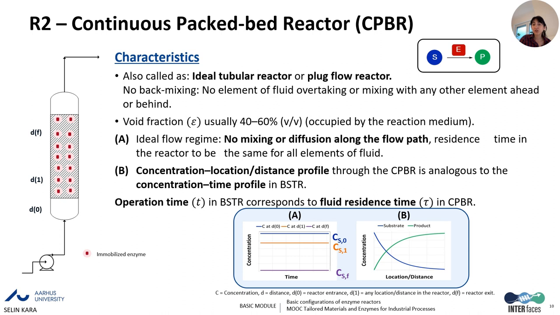The substrate concentration is decreasing with the length of the reactor, and the product concentration is increasing with the length of the reactor. And when we now compare these two figures, A and B, with the A and B figures of the BSTR, we would see that figure A is the analog of figure B of the BSTR, and the other way around, figure B of the CPBR is an analog of figure A of the BSTR.